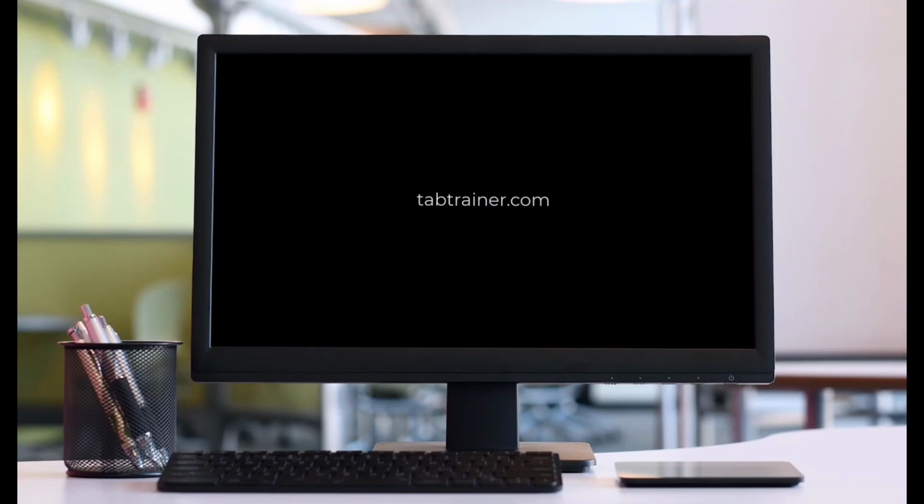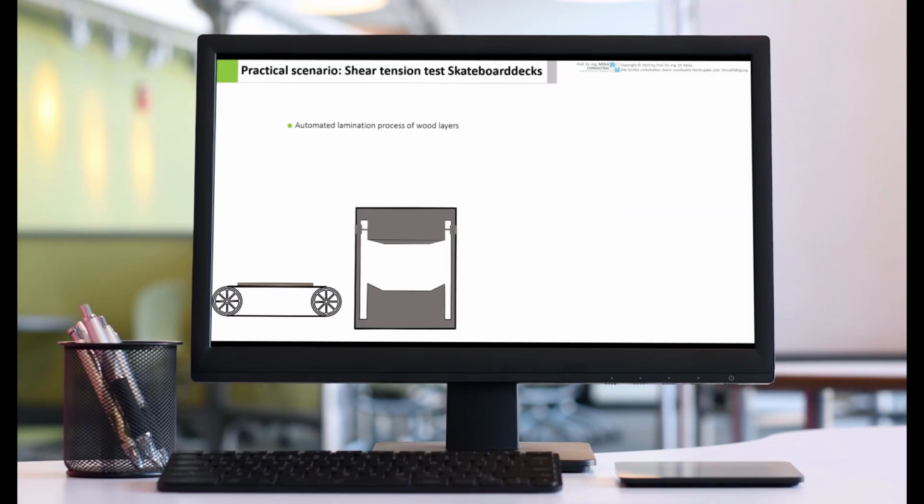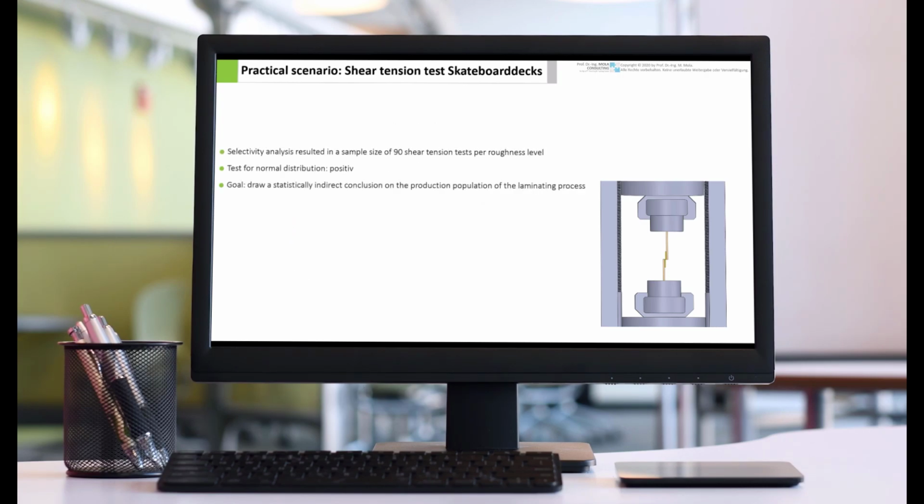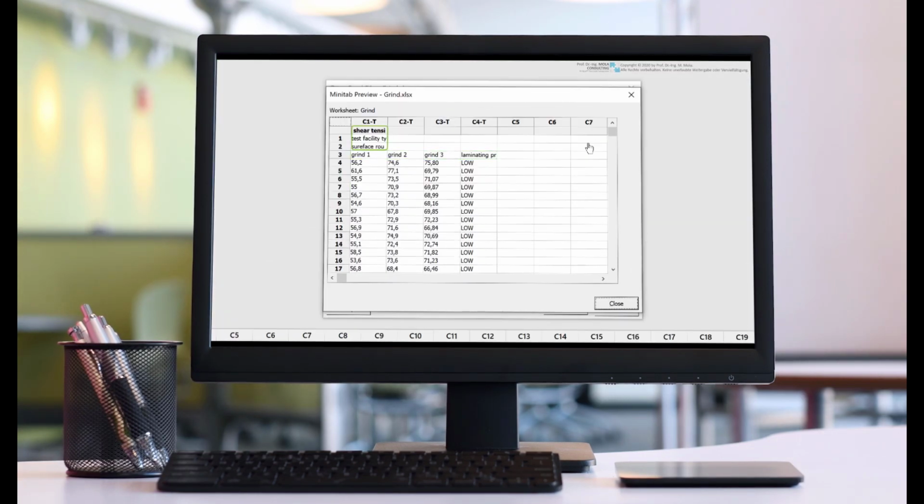In the 12th Minitab tutorial, we accompany the quality team at Smartboard Company as they examine the material strength of skateboard decks using the so-called two-way ANOVA. Incidentally, North American maple wood is always used as the base material for high-quality skateboard decks, as this type of wood is particularly stable and resistant due to its slow growth.